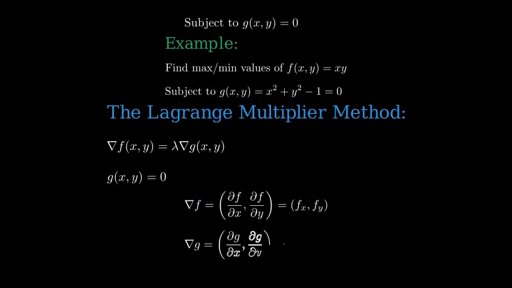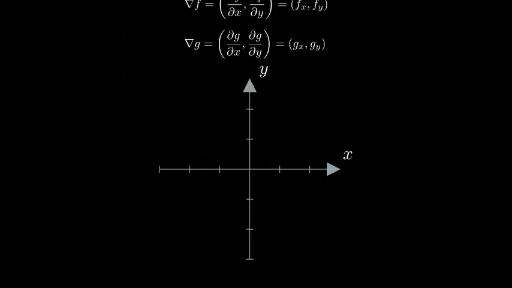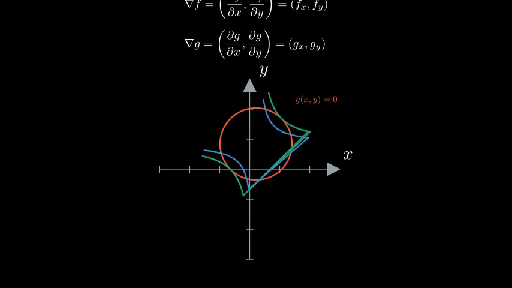Let's visualize what this means geometrically. Imagine our constraint g of x, y equals 0 as a curve in the xy plane. The function f of x, y can be visualized as contours, where each contour represents points with the same function value. At the maximum or minimum value of f on our constraint curve, the contour of f is tangent to our constraint curve. This means the gradients, which are perpendicular to the contours, must be parallel at that point, which is exactly what the Lagrange condition states.